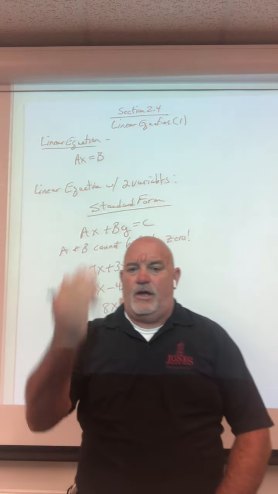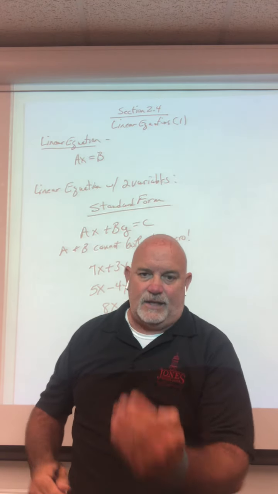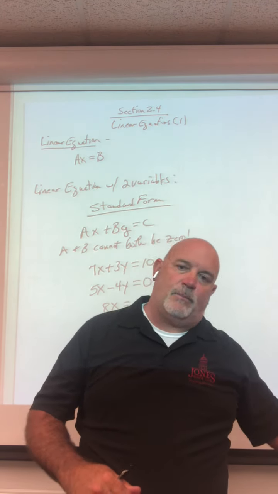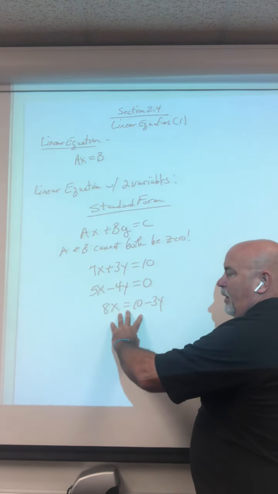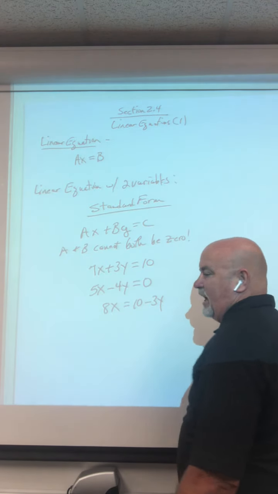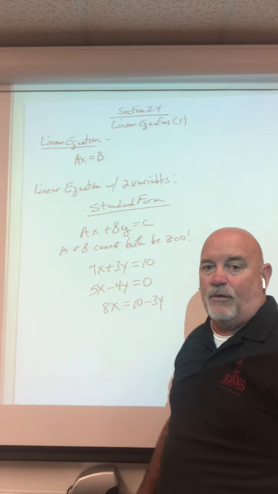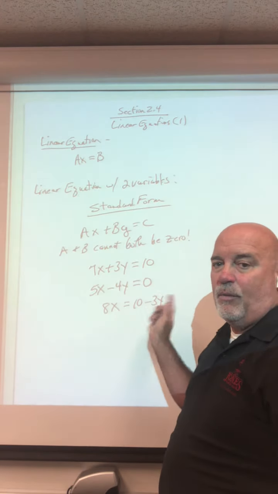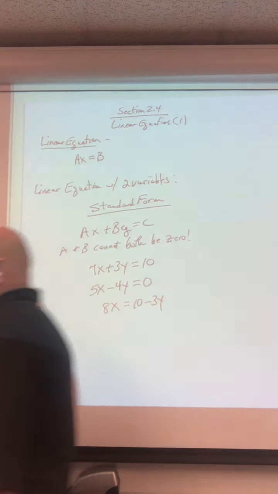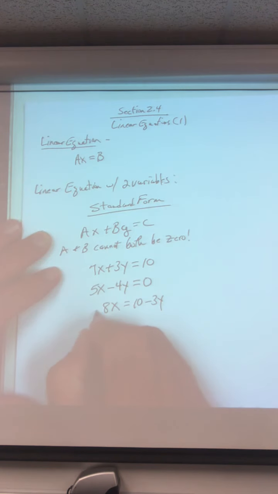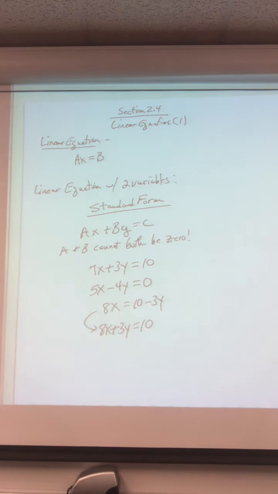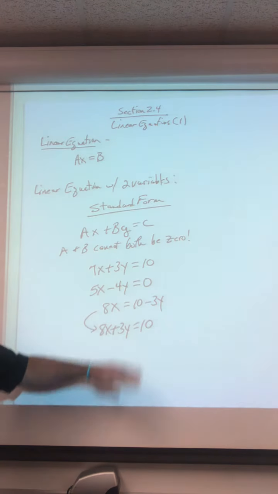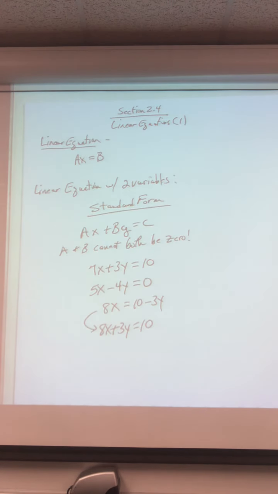It just simply means this. Your x is first, your y is next, your equal sign is next, and then the numbers over on the other side. That's standard form. So is this a linear equation? Yes, but it's not in standard form. Now, I could put it in standard form. All I have to do is add 3y to both sides to get the 3y over here. So if I wanted to take this problem and put it in standard form, I would just rewrite it this way. Now it's in standard form. But it's a linear equation whether it's in standard form or not.